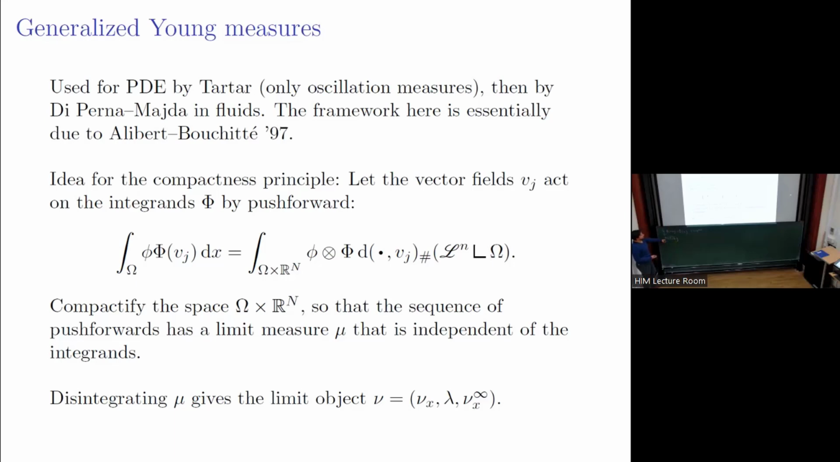And more importantly, we also have the technique of disintegration, in which if I let these pushforwards have a limit mu in here, we can disintegrate it and write mu as Lebesgue measure times a family of probability measures. These probability measures in particular will encode the oscillation of the weakly convergent sequence Vj.